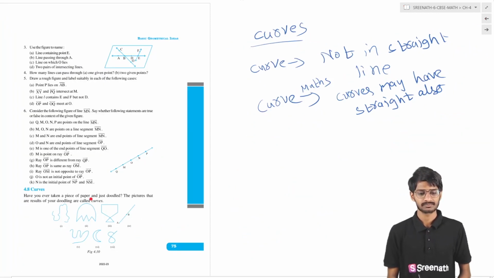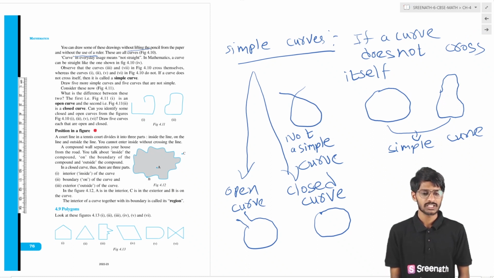Okay, now in this figure, which are closed curves? Tell me. So it is a closed curve and this is an open curve, there is no closing for it. And this is a closed curve, and this is an open curve. Okay, students. Now, position in a figure.